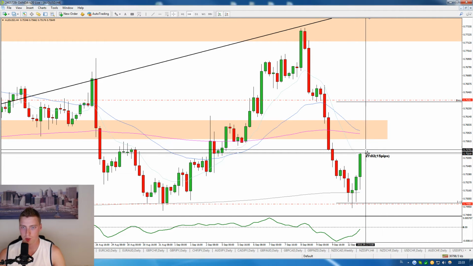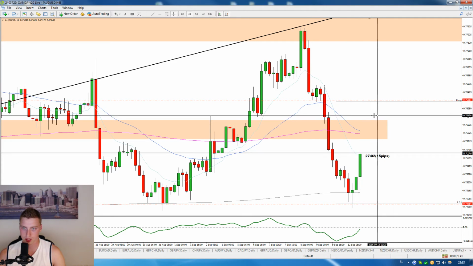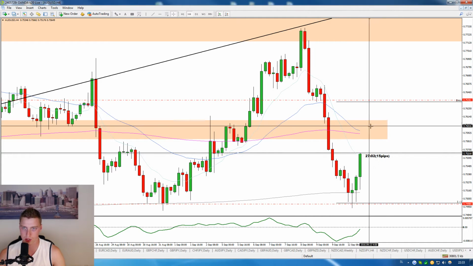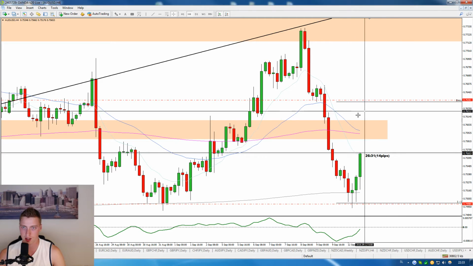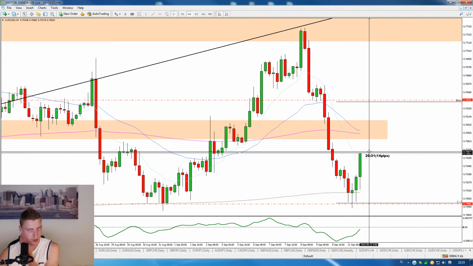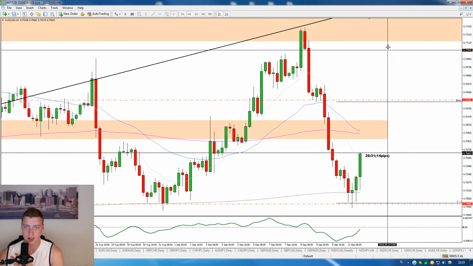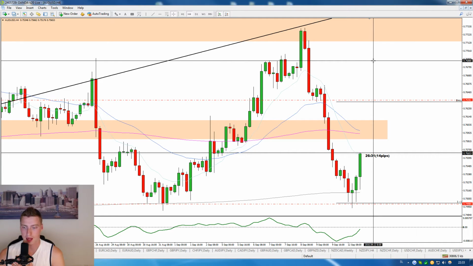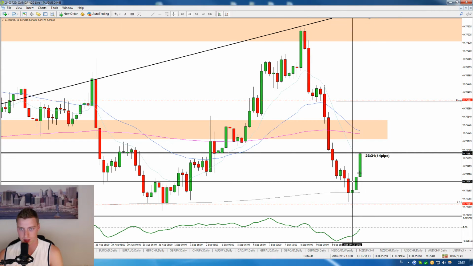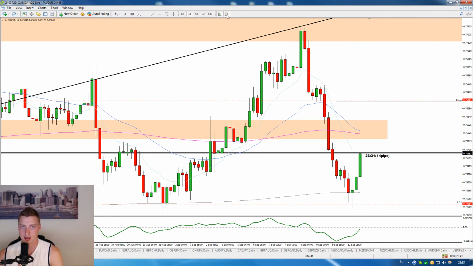How I will close this long from up here is that I will look for some sort of bearish price action in this area. If the price will continue to the upside, I will not lose 0.5%, but only 0.33% because of this position. So that's it for now.